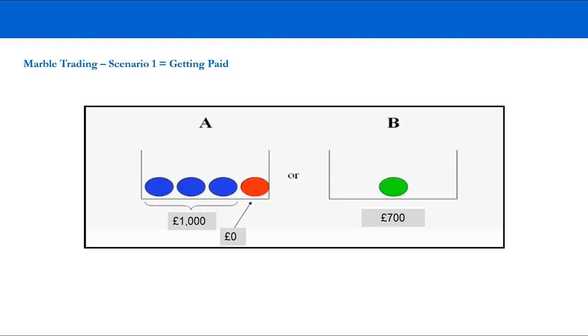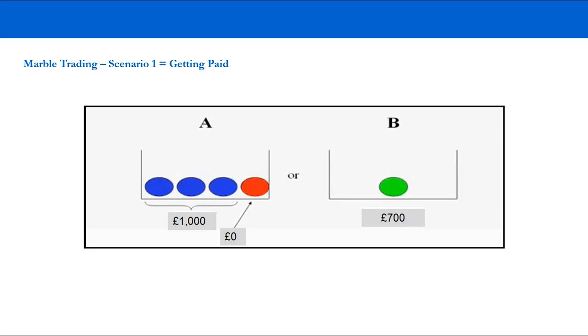If you put your hand in box B, if you choose to do that, well, there's only 1 marble there, so you'll feel around in the box and you'll pull out the green marble. If you pull out the green marble, so if you put your hand in box B, I have to pay you £700.